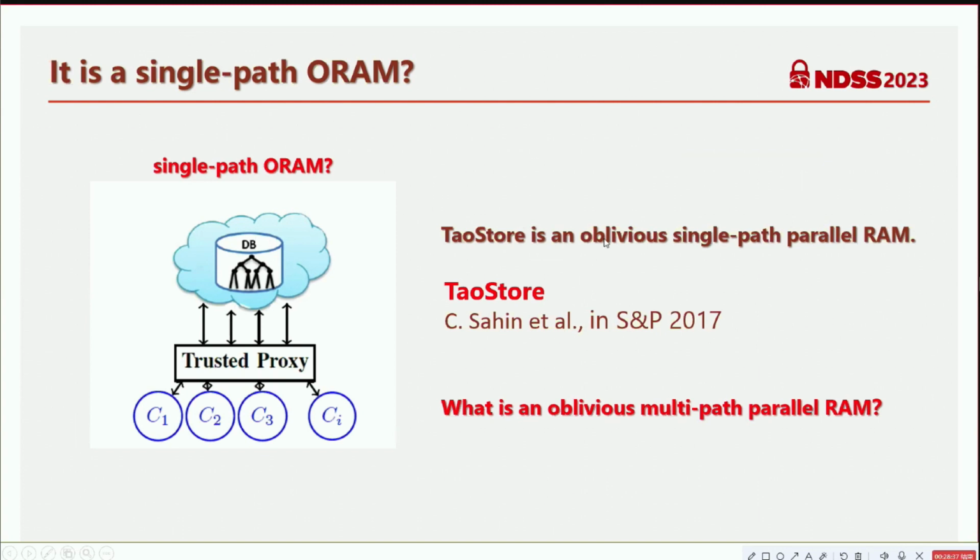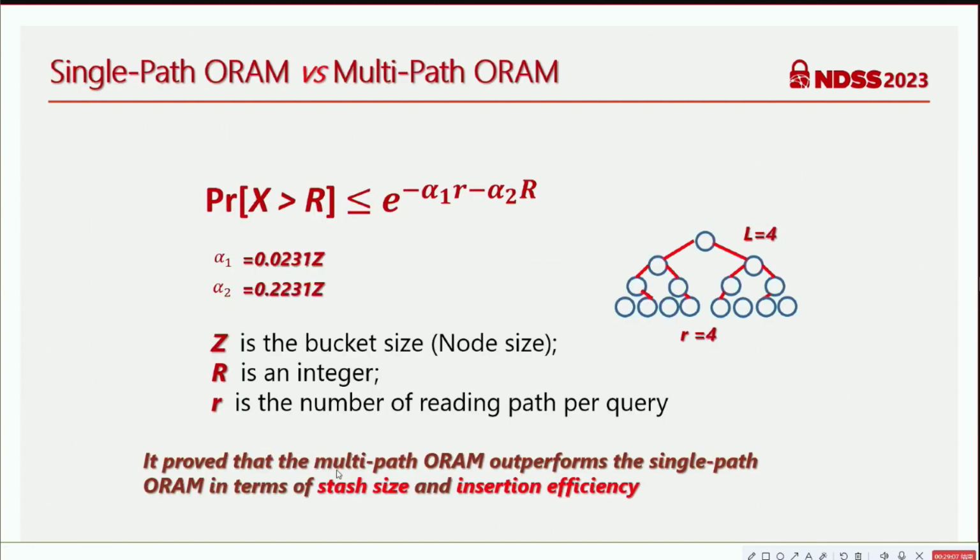PATH-ORAM is also a single-path ORAM. PATH-ORAM is an oblivious single-path ORAM, so it has multiple clients. We proved that the multipath ORAM outperforms the single-path ORAM in terms of stash size and insertion efficiency.